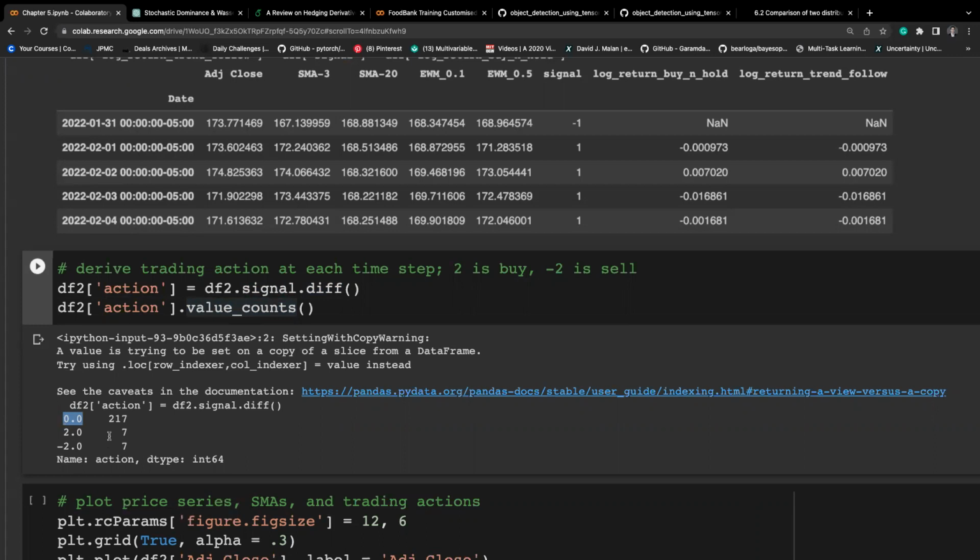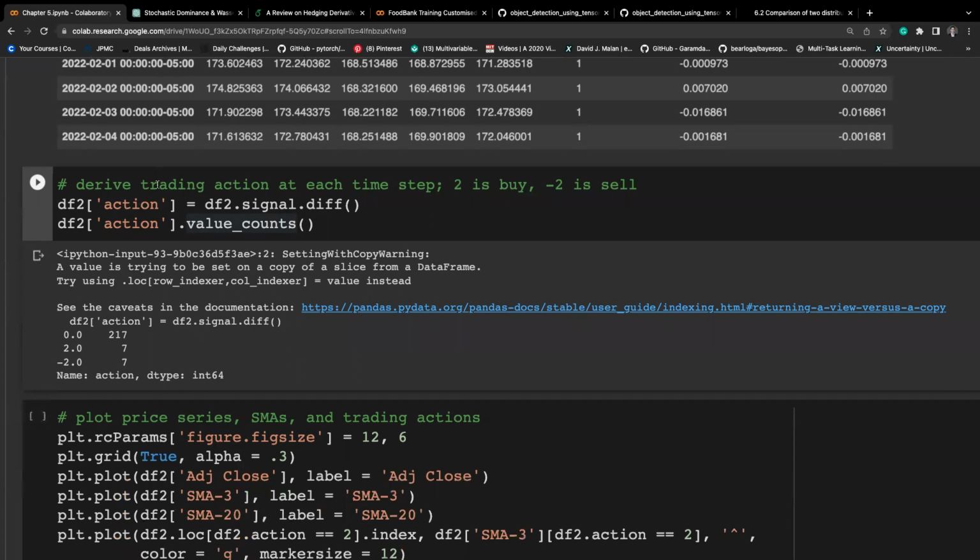But there are 7 times we would go from a short position to a long position. It's going to be 1 minus the -1, which is 2. And we're going from long to short, meaning -1 minus 1, which is -2. All right, so that's how we derive the trading actions. So there are 7 crossovers from short to long, and 7 crossovers from long to short.